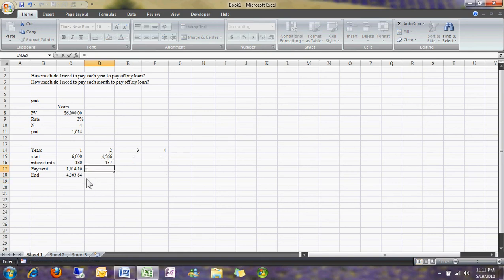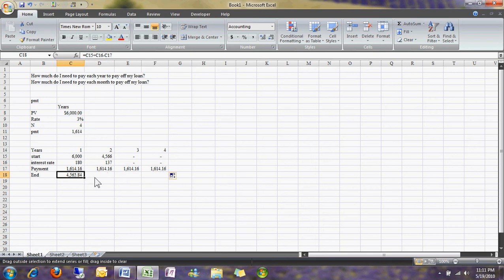We do the same thing with the payment value. We basically set it equal to the payment, and we lock it, and then we drag it over. And then with this equation, because the equation is already set, when we drag it out to the end, it would automatically do the calculations for us. And at the end of 4 years, we will owe $0. So we will have it completely paid off at 0 years.